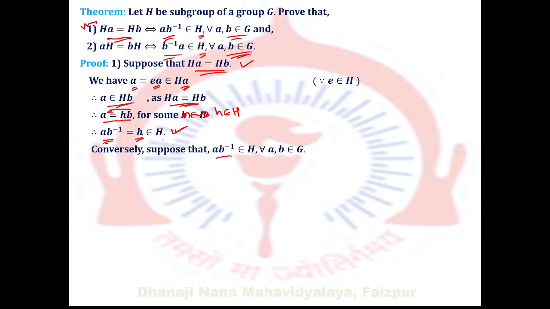Conversely, suppose that AB inverse belongs to H, and we have to show HA is equal to HB. So here we show HA is a subset of HB and HB is a subset of HA. So take X belongs to HA. We show X is also an element of HB. Now X is an element of HA, so X can be written as h into a. So X is equal to h into a for some h belongs to capital H. So from that we adjust here B inverse. इथे आपल्याला AB inverse belongs to H, त्याच्यामुळे ते B inverse adjust करावं लागेल.